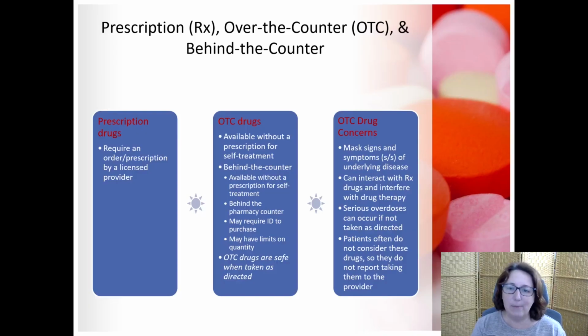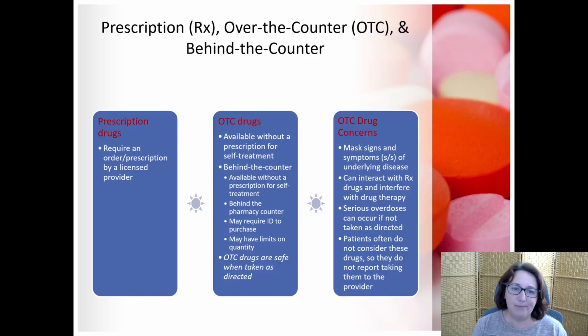They do not require a prescription in most states or cities, but they're called behind the counter because they have been found to be used to manufacture illegal substances. So a lot of drugstores keep them behind the pharmacy counter, and you have to go up to that pharmacy counter in order to get the medication. They are still safe when taken as directed on the label.